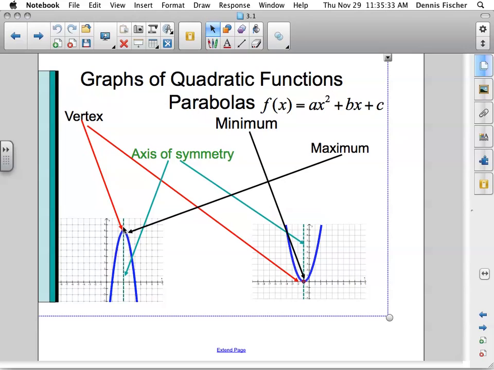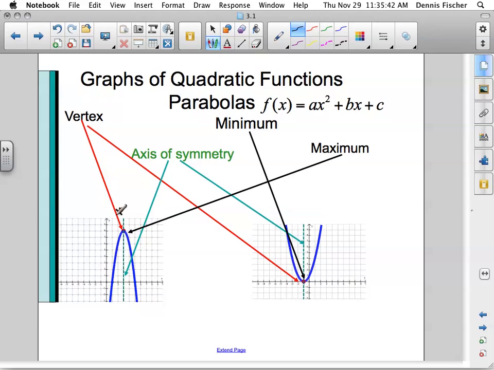I want to see it on the graph. It is not a point, it's a line. Axis of symmetry, like this one goes through 3. I would write down this one to be x equals 3. It's always in the form of x equals. This axis of symmetry, you notice, goes through -1. This one's x equals -1.